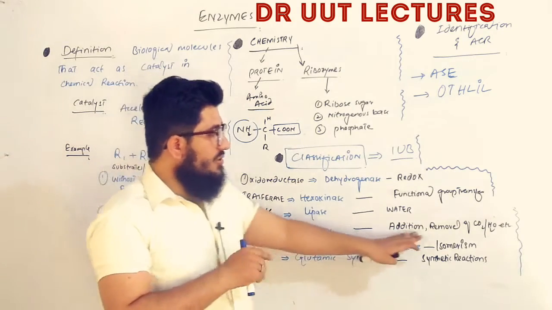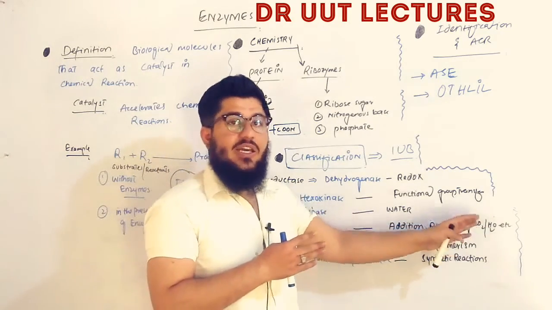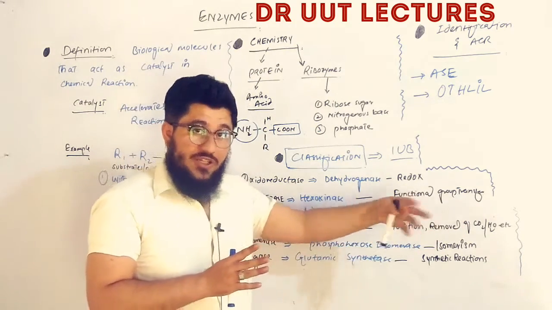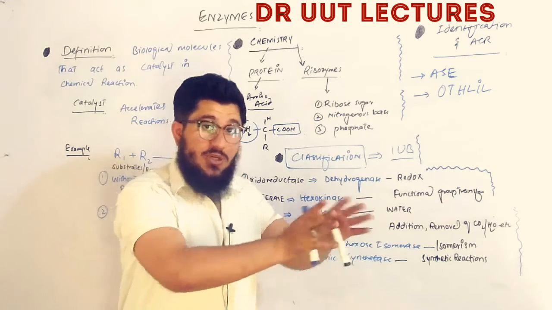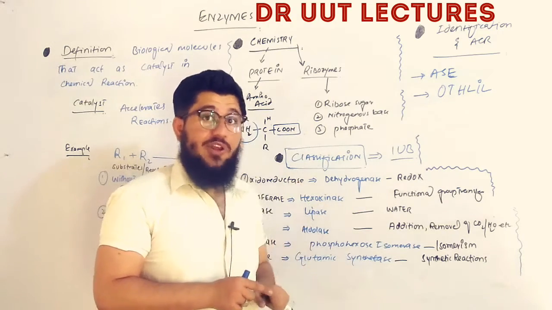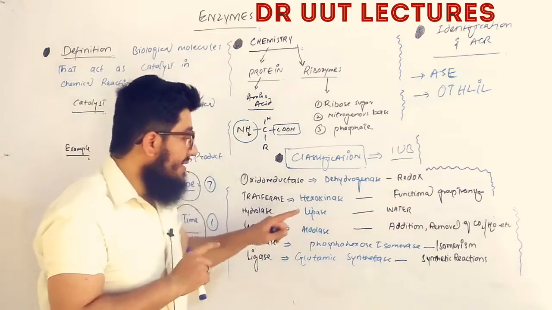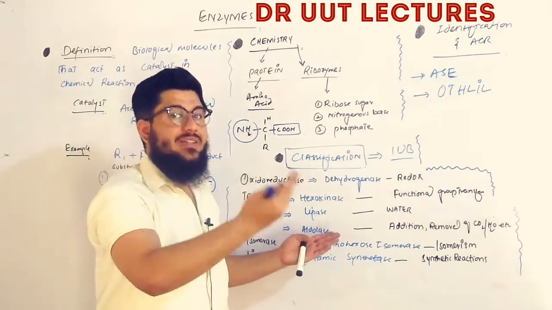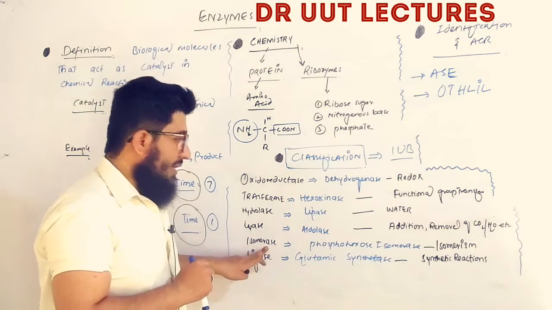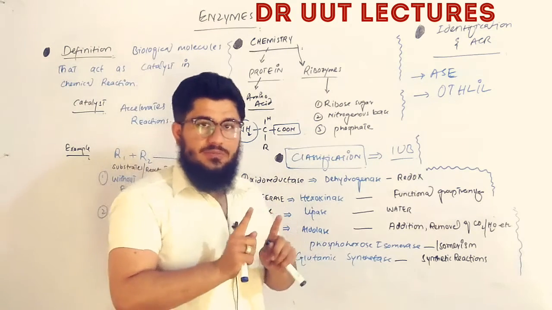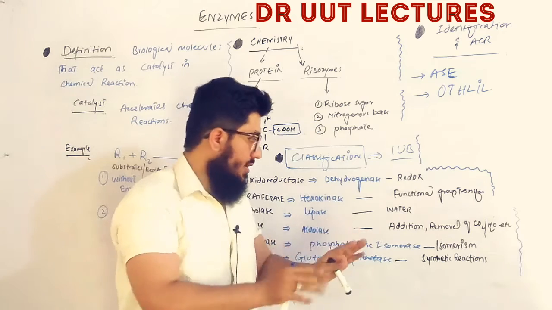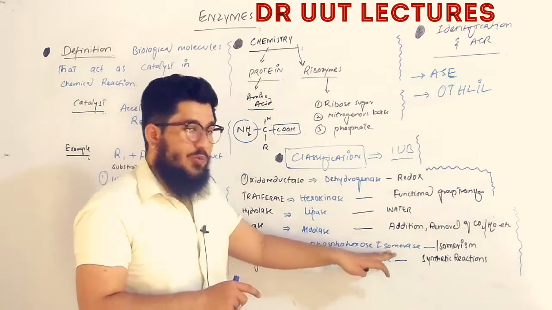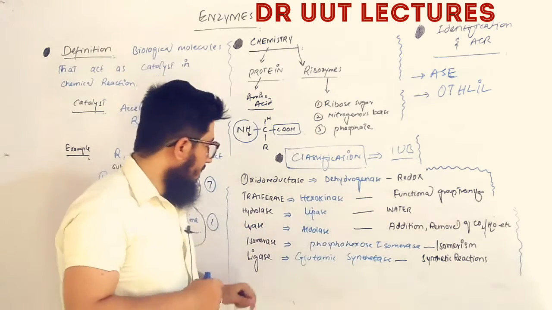If you see addition or removal of carbon dioxide gas, water, ammonia, etc., when you observe these kinds of addition and removal reactions in any chemical reaction, remember that this kind of reaction is being brought about by an enzyme from the class of lyase. Example is aldolase and so on. Isomerase: if you observe isomerism in any kind of chemical reaction, remember that is from the isomerase class. Example is phosphohexose isomerase and so on.